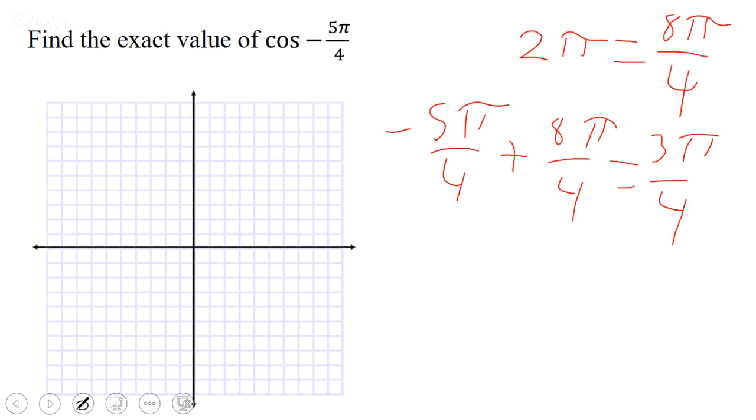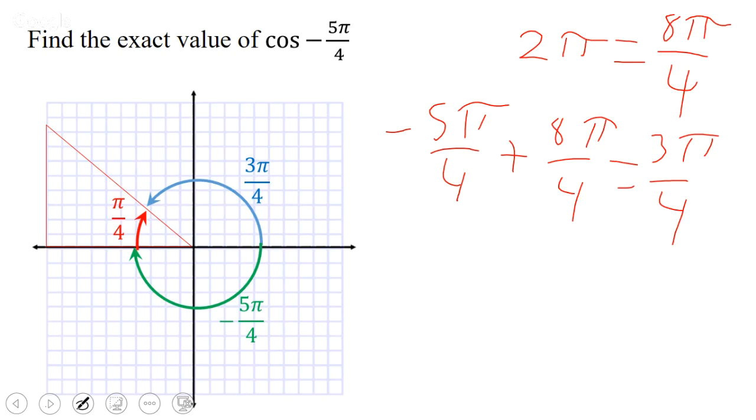So let's graph 3 pi over 4. Well, 3 pi over 4 is 1 less than the denominator, so I'm in the second quadrant. So that is 3 pi over 4. And remember, 3 pi over 4 is coterminal to negative 5 pi over 4. It's the same angle. Okay, so it's just coterminal. So my reference angle is just pi over 4. Remember, it's just pi over the denominator. That's my reference angle.